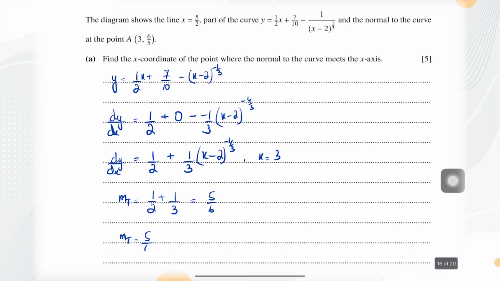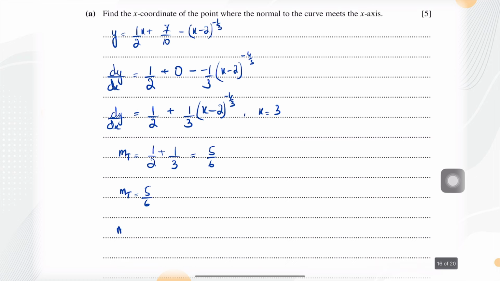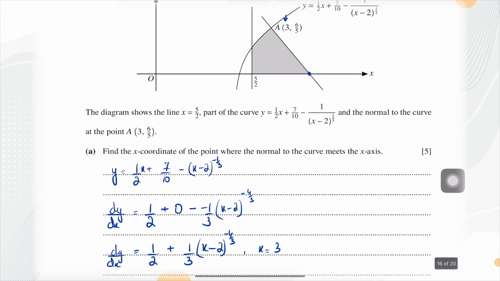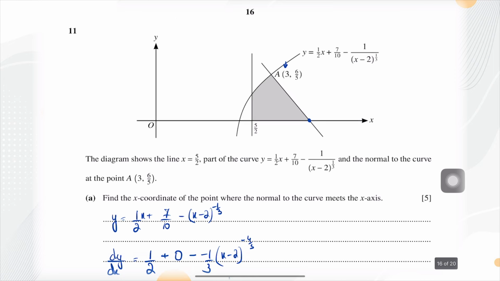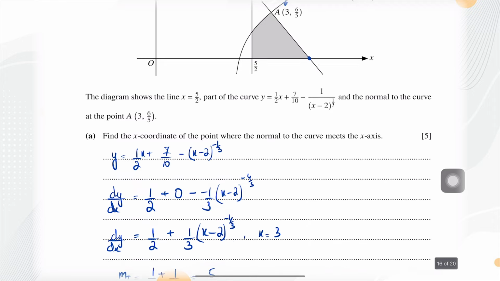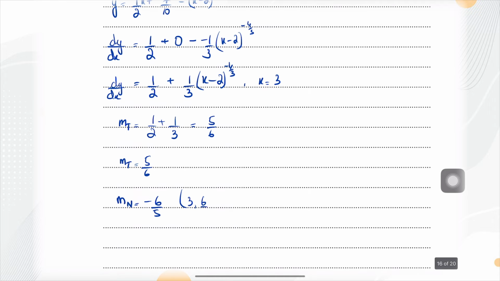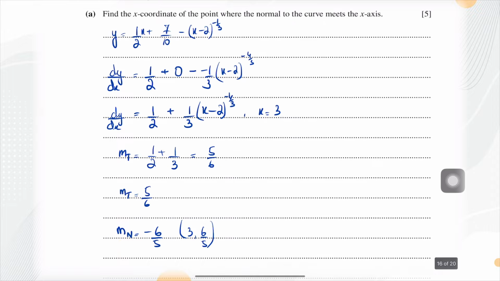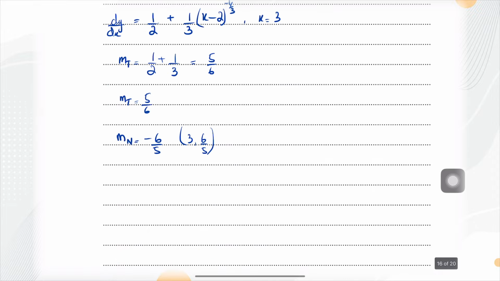Okay. Now if the gradient of tangent is 5 upon 6, what would be the gradient of normal? Minus 6 by 5. And we have the point through which the curve is passing. The point at which we want to find out the equation of normal. That's 3 comma 6 upon 5. Yeah. So y minus 6 upon 5 equals to m, which means minus 6 upon 5 into x minus 3.